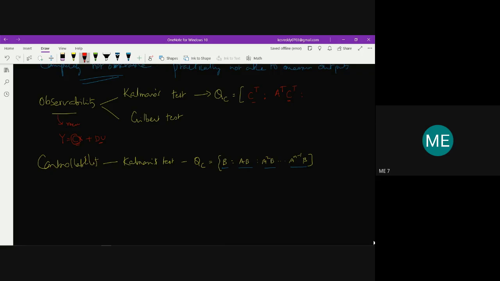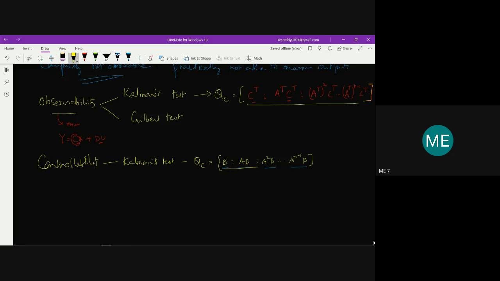So, C transpose, A transpose C transpose, and so on. We can take it as A transpose whole square into C transpose, and so on, up to A transpose whole to the power of n minus 1 into C transpose. So this is the matrix which you need to write, that is the composite matrix.